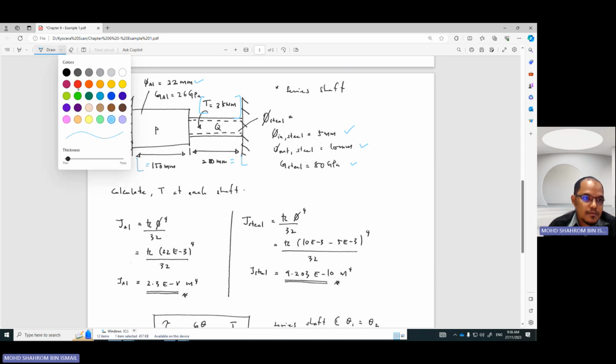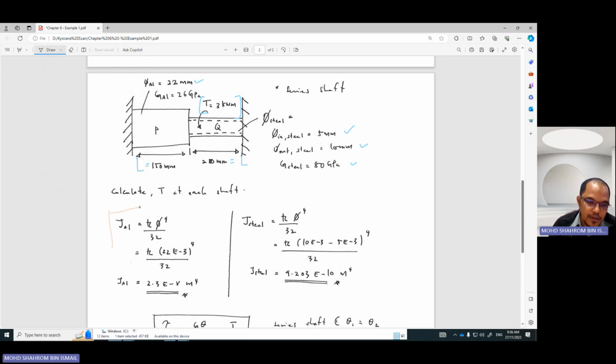In order to solve the problem, a very simple expression, as I told you before, we solve the J first. How many J do we got? We are supposed to get 2 J's, since we got aluminium and steel materials. For aluminium, we know that the diameter of aluminium is 22 millimeter here. So just insert it into the equation and we managed to get J for aluminium is 2.3 power of negative 8 meter power of 4.